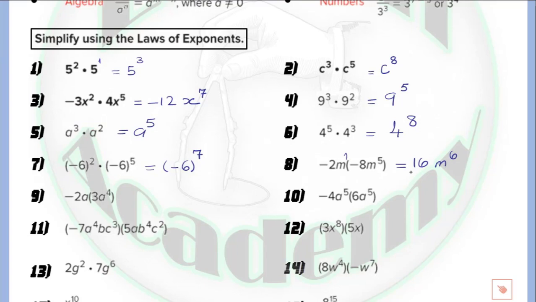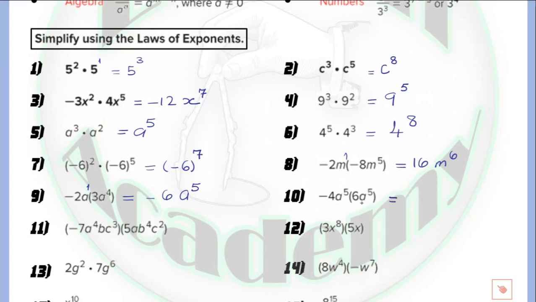In multiplication, we just add the power. Question 9: negative 2a multiplied by 3a to the power 4. Negative 2 times 3 equals negative 6. a times a power 4, we write a. There is no power for a, it means the power is 1. 1 plus 4 equals 5. So the answer would be negative 6a to the power 5.